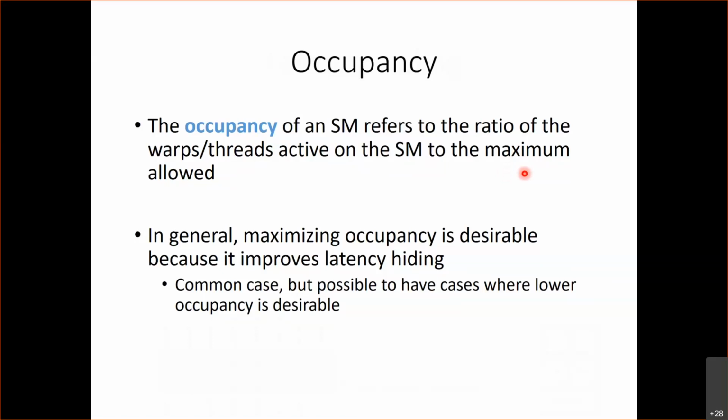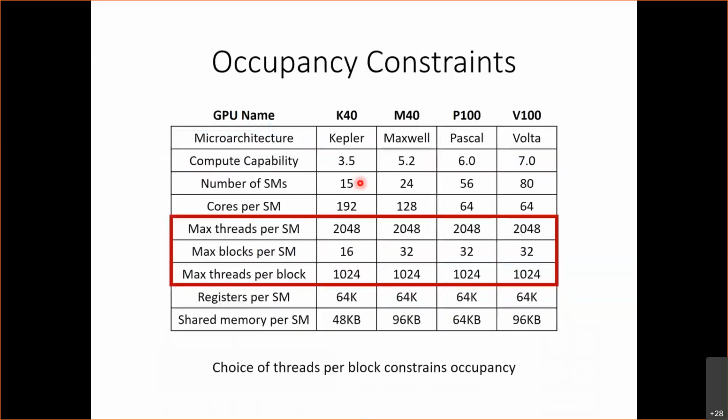And for that, we looked at what are the various things that may constrain occupancy. We said that depending on the architecture, there might be a maximum number of threads that can execute on the SM, and for Volta V100 it is 2048. But there's also a maximum number of blocks and a maximum number of threads per block. There's also a maximum number of registers and a maximum amount of shared memory per SM. And we'll talk about shared memory today.